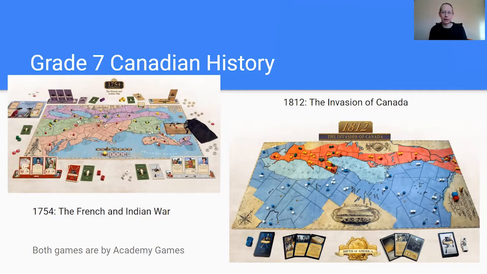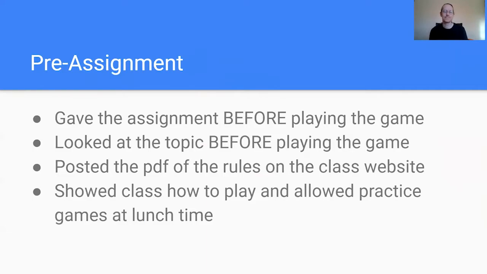And they're very Risk-like. They are strategy war games. A lot of students, when I showed it to them, said, is this Risk? Because that's the only game like this they'd ever actually heard of. So I gave them an assignment based on this. I gave them the entire assignment before we played the game.